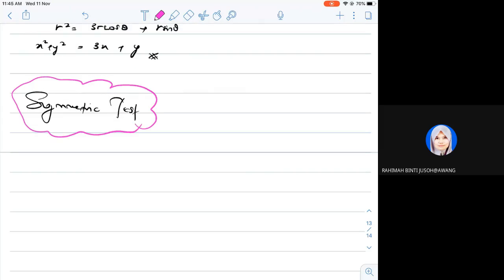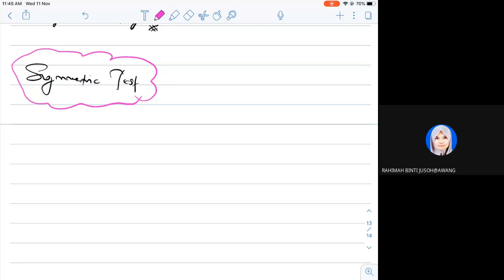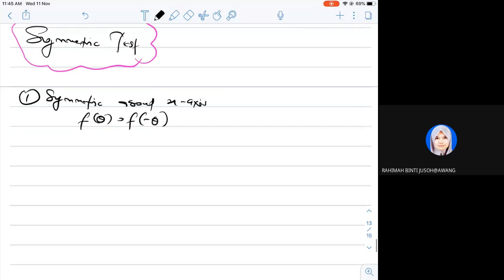Basically symmetric test ni ada 3 je. Number 1, symmetric about x-axis. Ni paling senang. Symmetric about x-axis. Sebab apa? Formula dia adalah f theta equals to f negative theta. You kena showkan benda ni je.